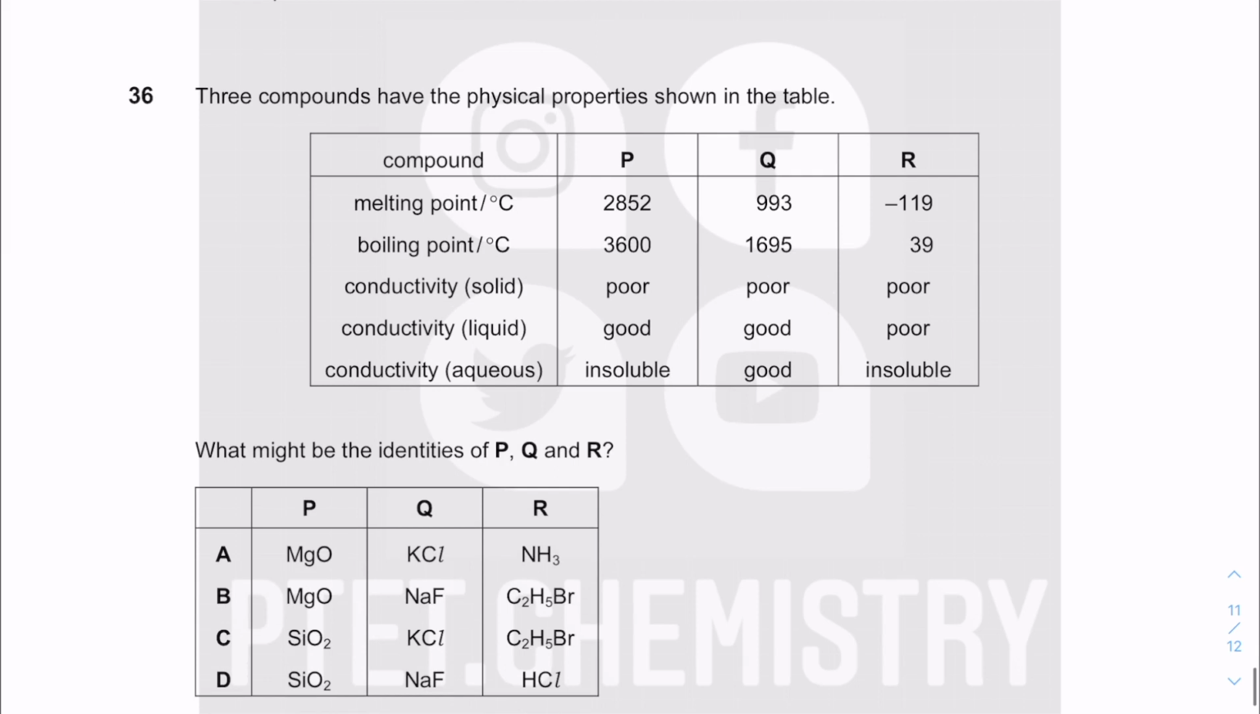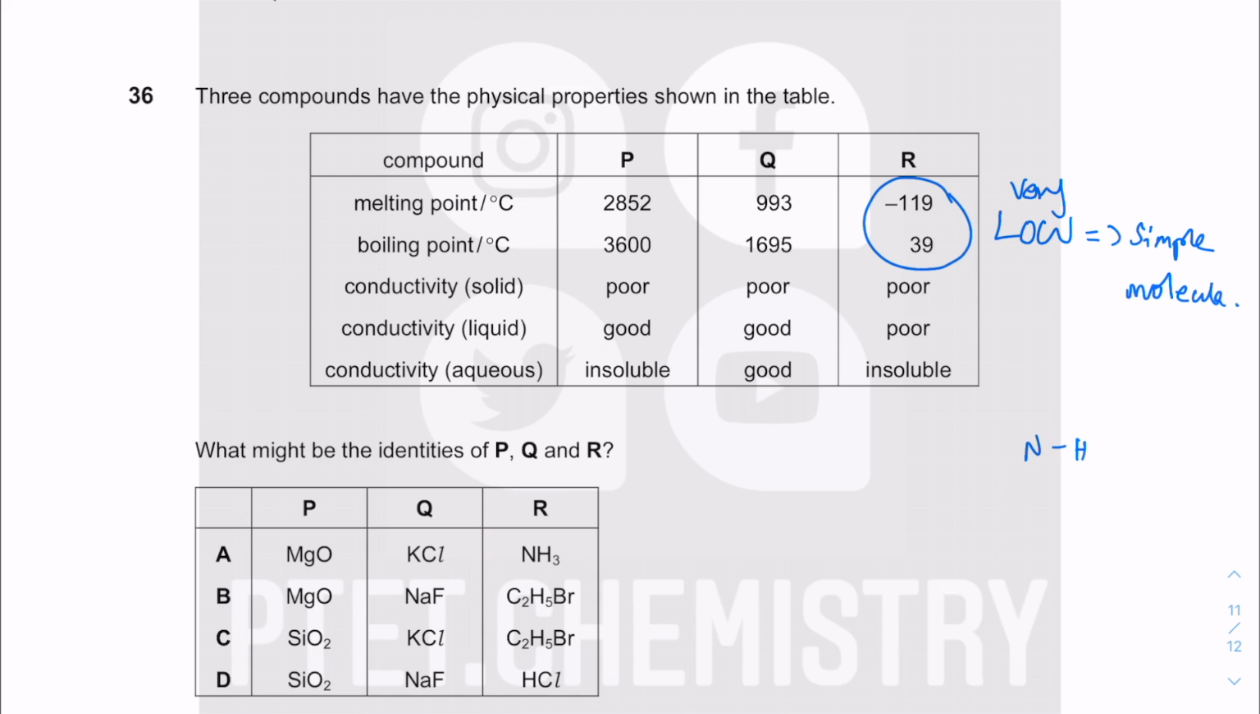36, more of these kind of questions. This one is low. We are looking at simple molecular. The question is, which one? You see R, all of these are simple molecular, by the way.